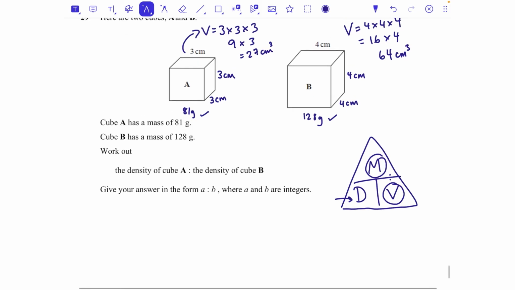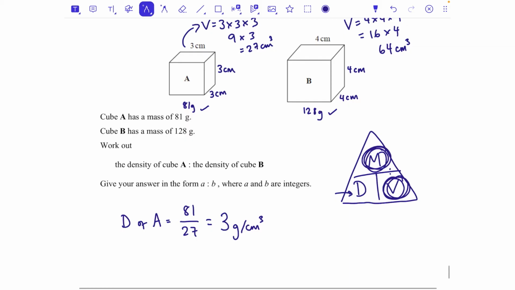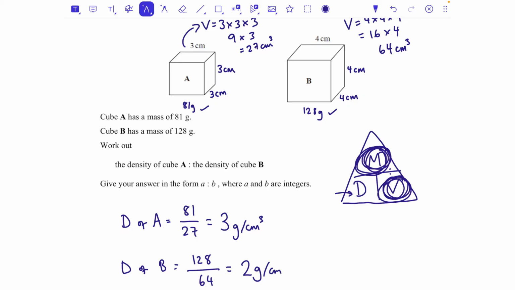Okay, so in order to work out the density of A, that's going to be the mass of A divided by the volume of A. So the mass of A is 81 divided by the volume of A, which is 27, and 81 divided by 27 is 3. So the density is 3 grams per centimetre cubed. Now the density of B is going to be the mass of B divided by the volume again. So the mass is 128 divided by the volume, which is 64. And 128 divided by 64, well, that fits in 2 exact times. So 2 grams per centimetre cubed.